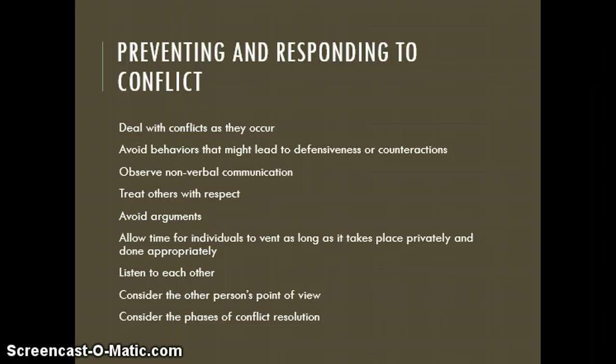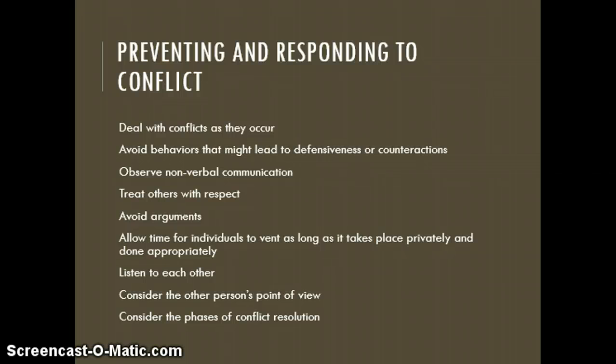Observe nonverbal communication. Remember, 85% of what we say isn't actually coming from our lips, but it's coming from the actions in our nonverbal communication. Treat others with respect. Try to avoid arguments if at all possible. Allow time for individuals to vent as long as it takes place privately and is done appropriately. Listen to each other.